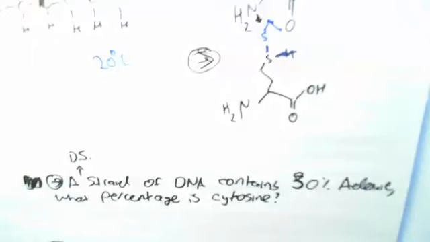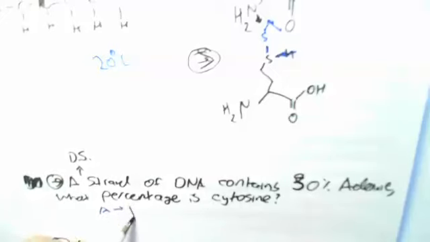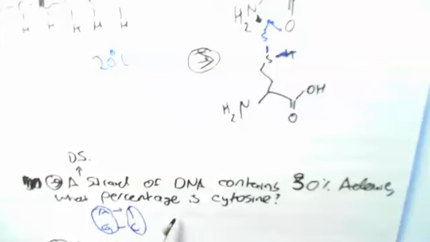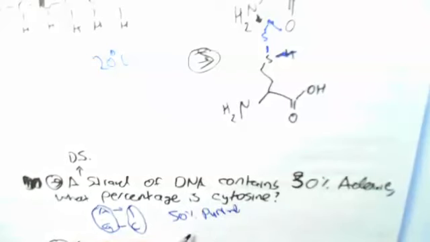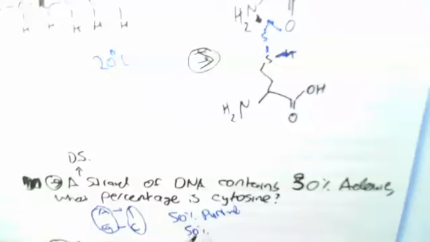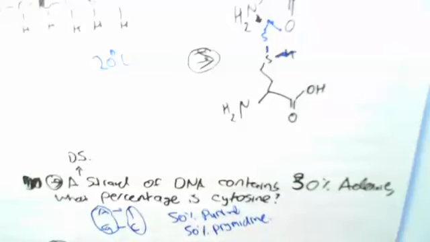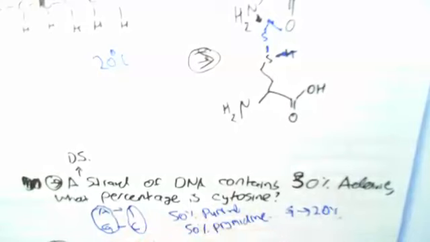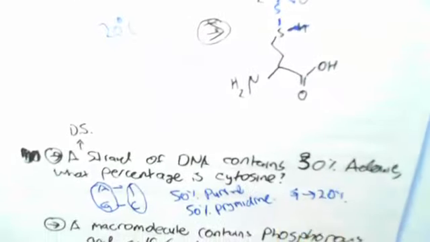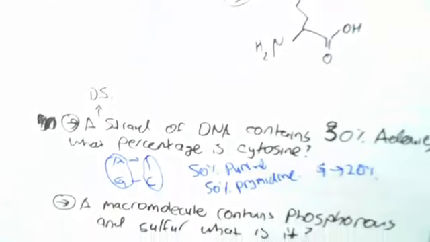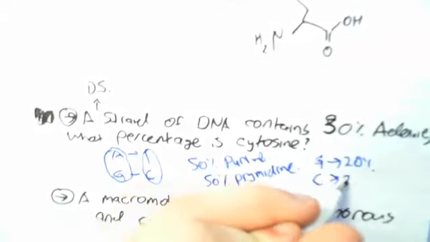I'll just dive into this. Pretty much because A pairs with T and G pairs with C, and these are purines and these are pyrimidines, you can say 50% of the double-stranded DNA is purine and 50% is pyrimidine. Adenine is a purine, so it's 30%. So the remaining of the 50% of purines must be G. So G must be 20% of all residues. And if G is 20%, then correspondingly C must be equal to that and must be 20%.